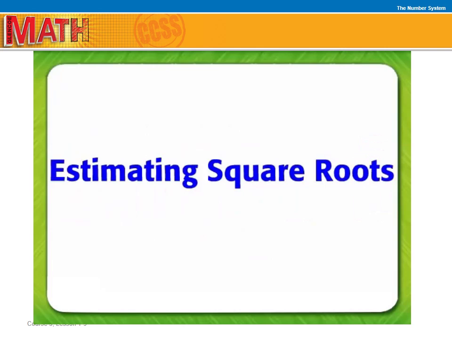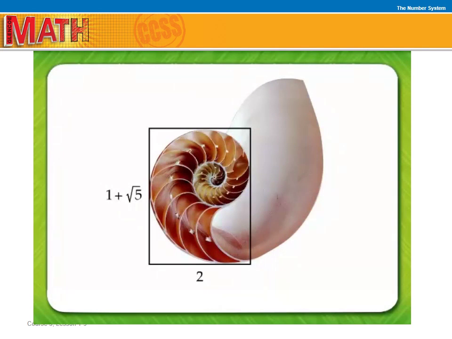Estimating square roots. A golden rectangle is a special rectangle found in architecture and nature. One example from nature is a nautilus shell. In any golden rectangle, the length of the longer side divided by the length of the shorter side is equal to 1 plus the square root of 5, divided by 2. Estimate this value as a decimal.